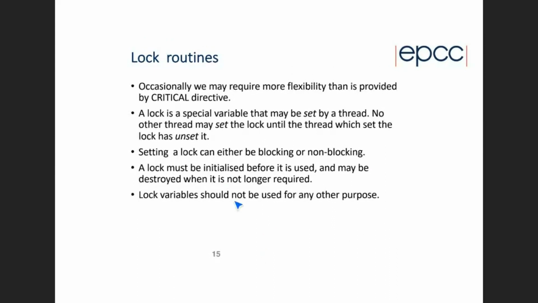In OpenMP, you have to initialize locks before you use them, and then you can destroy them when they're no longer required. Basically, just to release any memory that was associated with the lock. And supposedly they're supposed to be opaque objects. You're not supposed to try and store any values in them. They're probably just plain old integers underneath in the implementation, but you're kind of not supposed to know that and try and store any values in them.